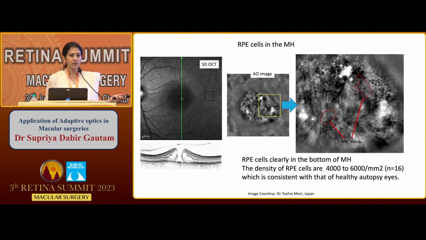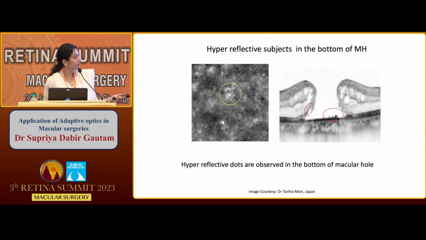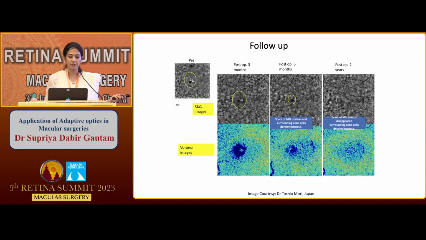So almost near histology. Now there are also some hyper-reflective dots found at the bottom of the hole, and these could probably be the outer segments which are released during the pathogenesis of the macular hole, and then fall onto the base of the RPE here. Now when you look at the follow-up of these patients, you can see the density of the cones increasing with hole closure.